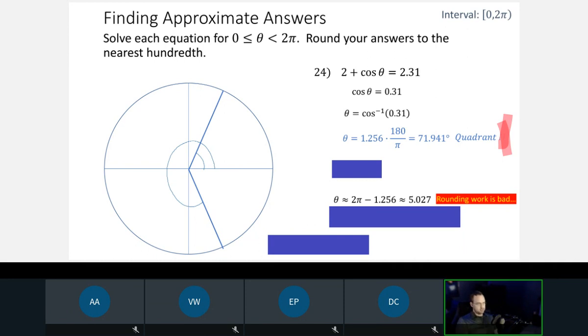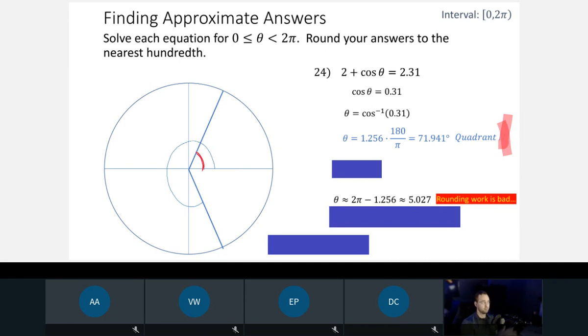All right, so the angle is 1.256, and that's this angle right here. So my red angle is your first one, and thankfully, because we're in quadrant 1, I don't have to do anything else to that angle. It's positive. It's not a coterminal angle. So there's your first answer.